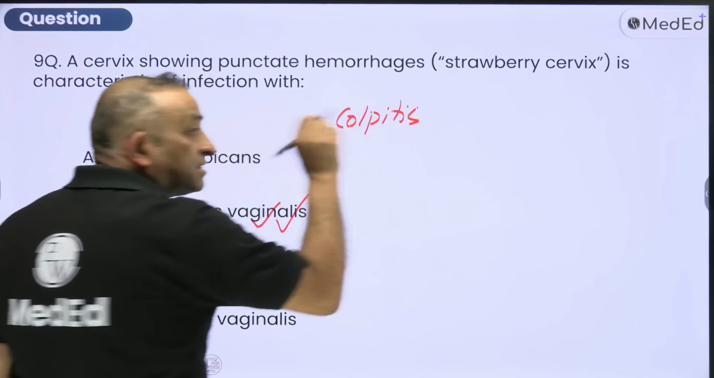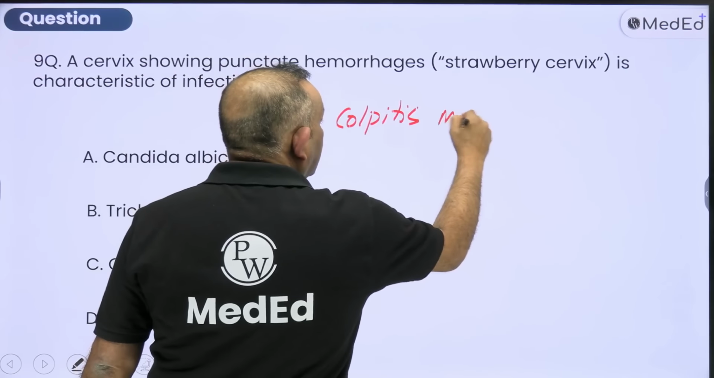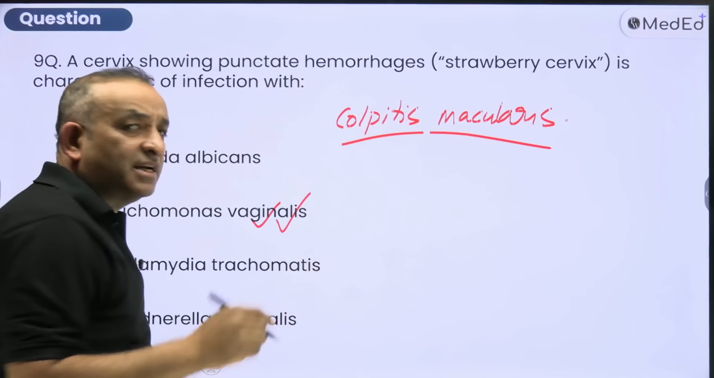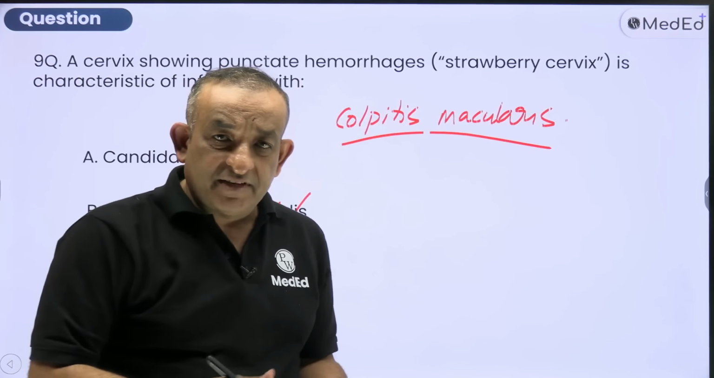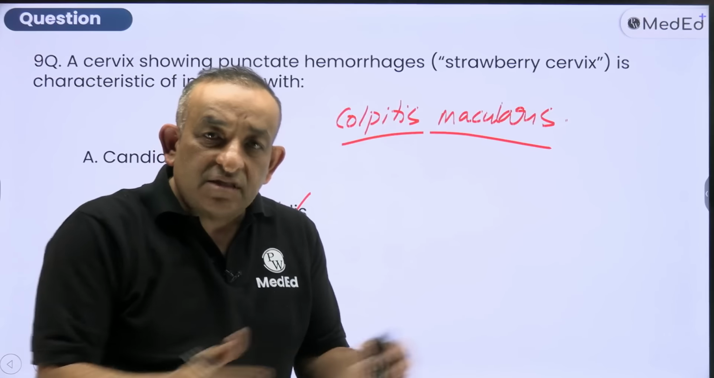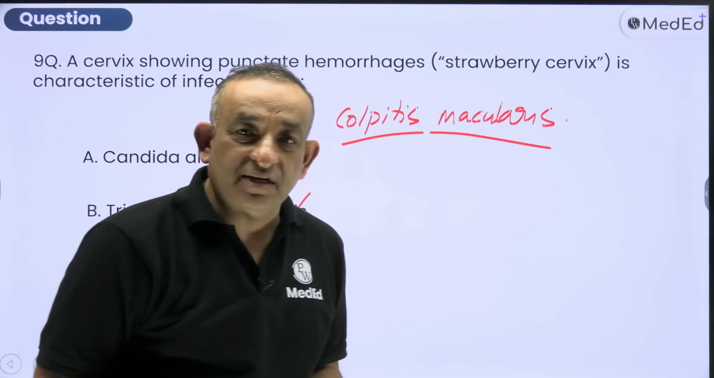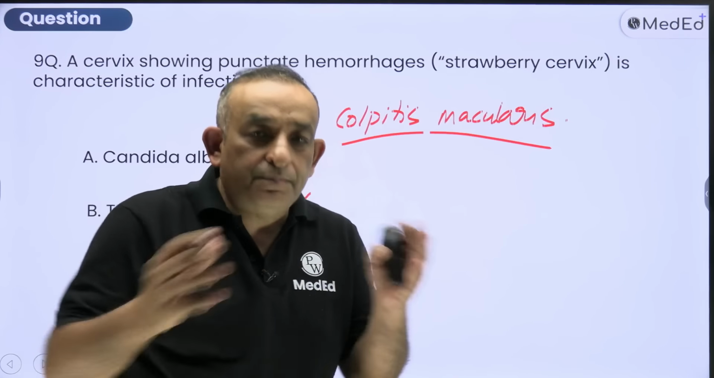And then it makes red macules. So we say colpitis macularis. This is seen not only on the vagina, it is seen on the cervix also. If the vagina is showing you strawberry, the cervix won't show you mulberry or some other fruit, isn't it? No, this has become a problem.